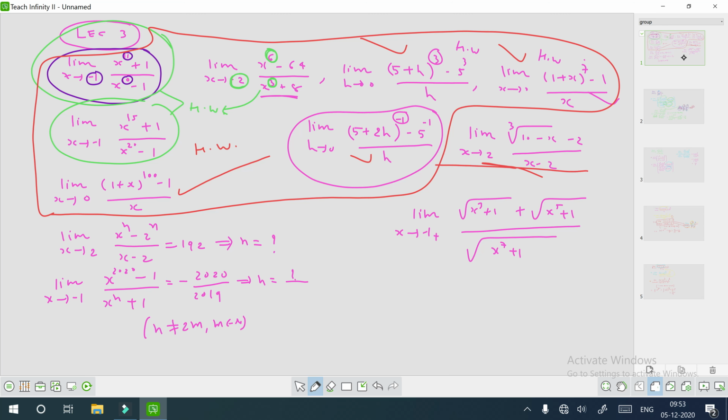Now please see here. In this question, I am taking x tends to minus 1 plus, that is x greater than minus 1. So x plus 1 is greater than 0. The square root is defined only when that quantity is a positive quantity. This is the reason why here we are computing the right hand limit. Here we have to compute the right hand limit. So let us see here.